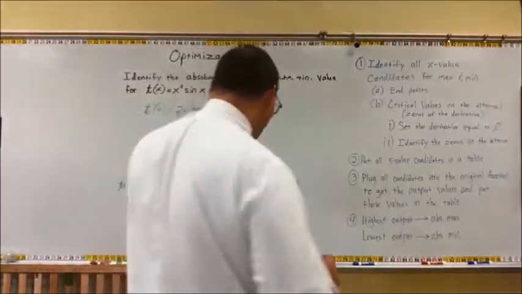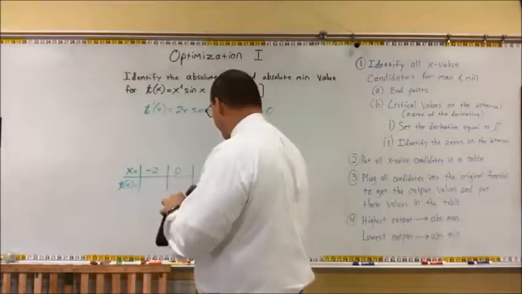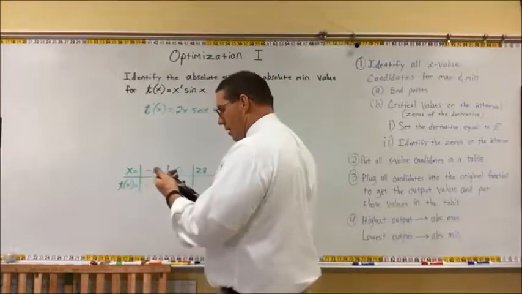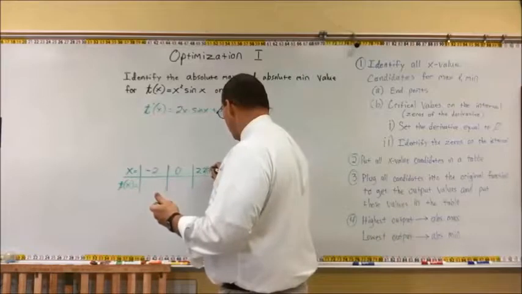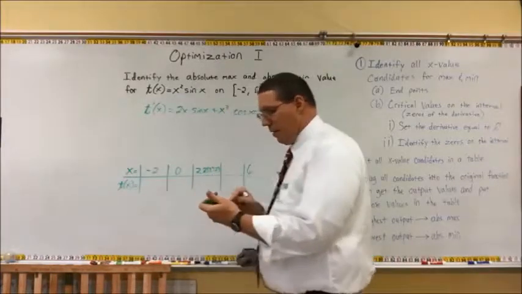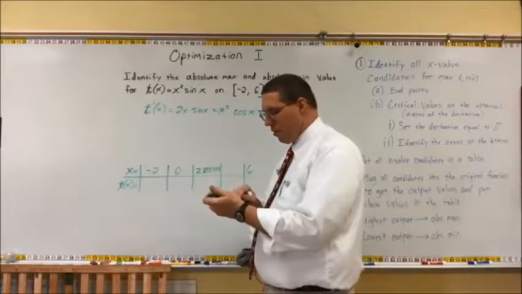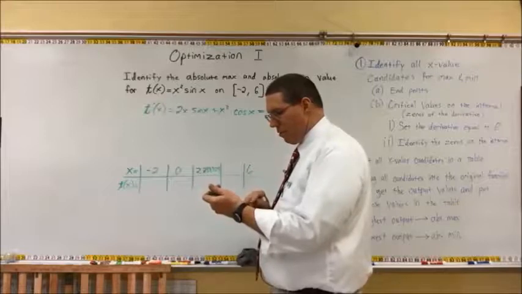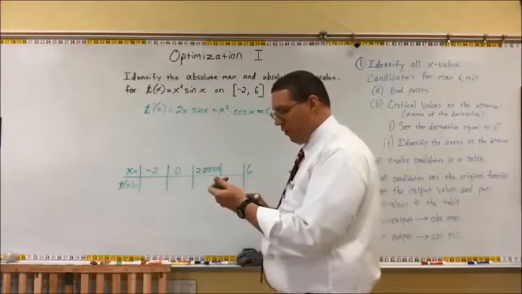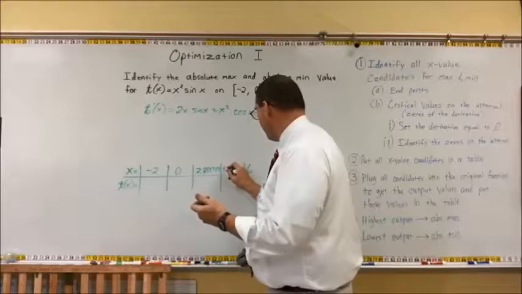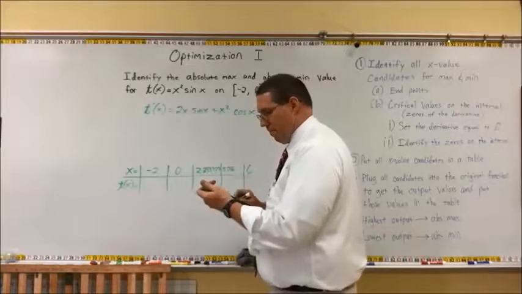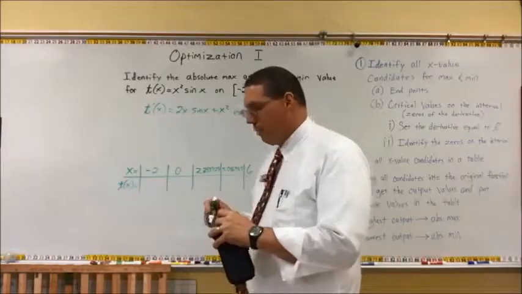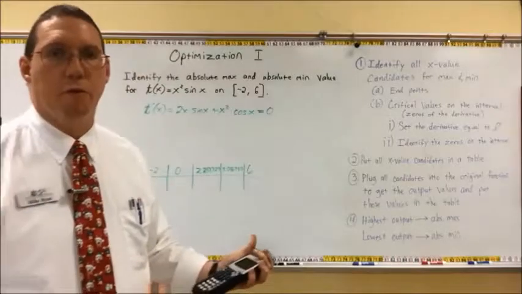And sure enough, 2.288929. Now the second one looks like it's between 4 and 6. So second calc, option 2, left bound 4, right bound 6. And let's see here. Yeah, sure enough, 5.086985. All right, so we have 3 critical values, 2 endpoints for a total of 5 candidates.